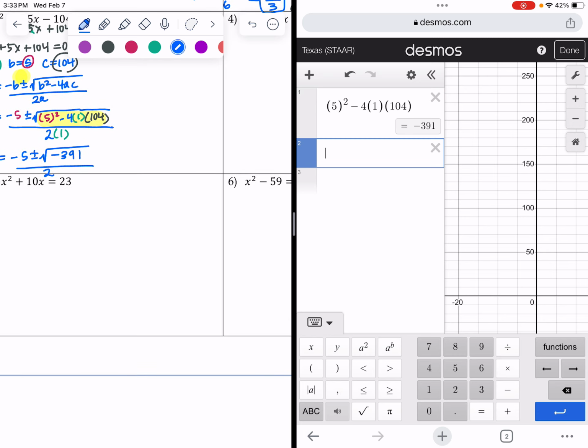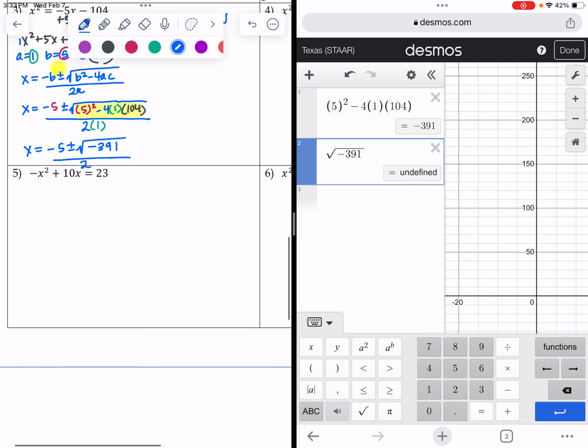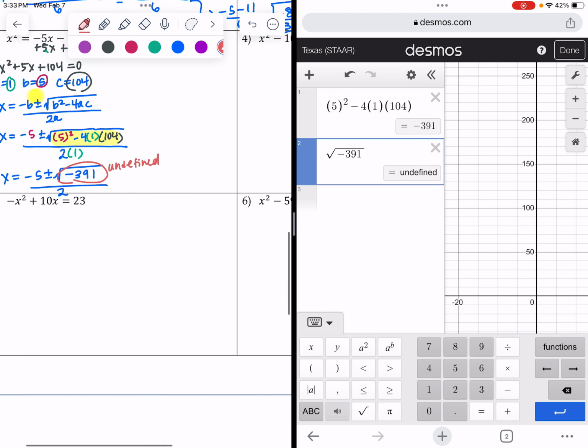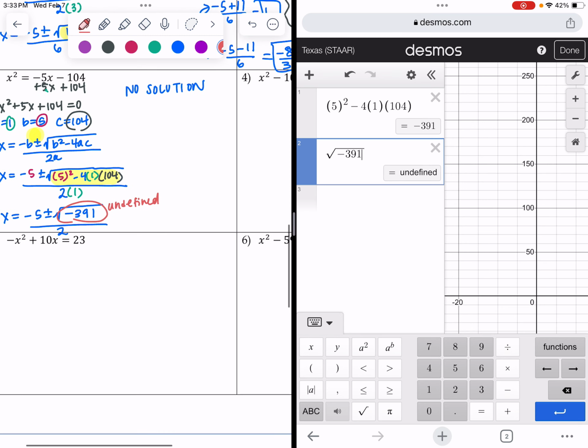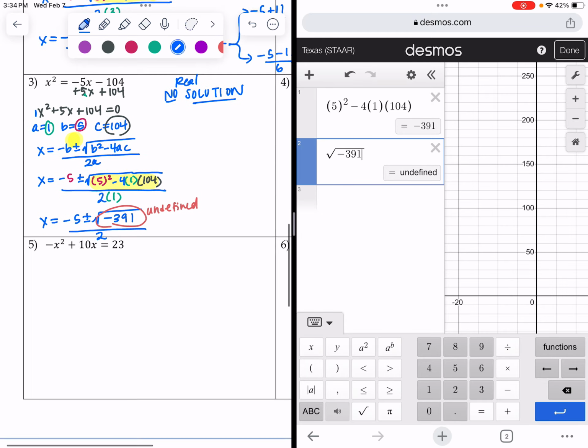Okay, and so when I try to type the square root of -391, undefined. Okay, and so when you get that undefined, it's because you can't square root a negative number. So our solutions are actually imaginary. And so for Algebra 1, we just say no real solution. The solutions are imaginary, and you'll calculate those in Algebra 2.